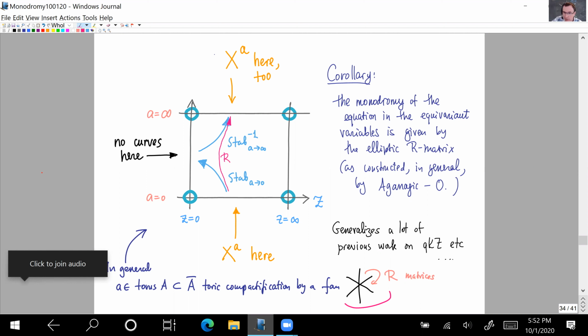So to summarize, this pole subtraction theorem proves, by the argument I explained here, that the monodromy of the equations in the equivariant variables is given by elliptic R matrices. In particular, in many instances, the equations in the equivariant variables are known to be the QKZ equations, and so this proves, which in full generality was not known, that the monodromy of QKZ equations is given by elliptic R matrices. So that's one basic result that is recovered and generalized in this situation.